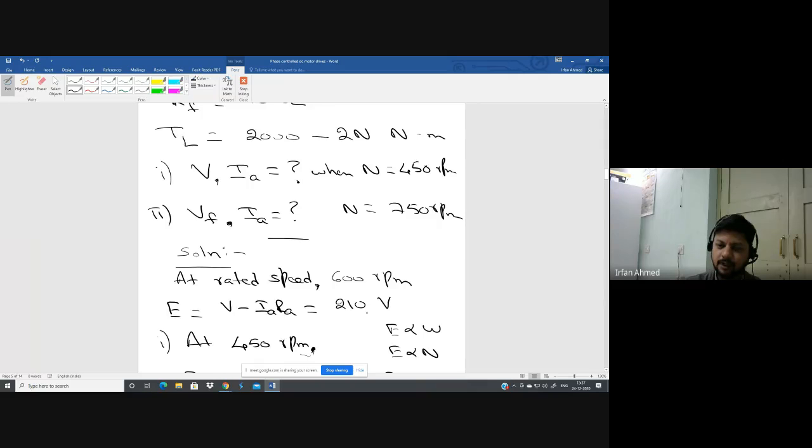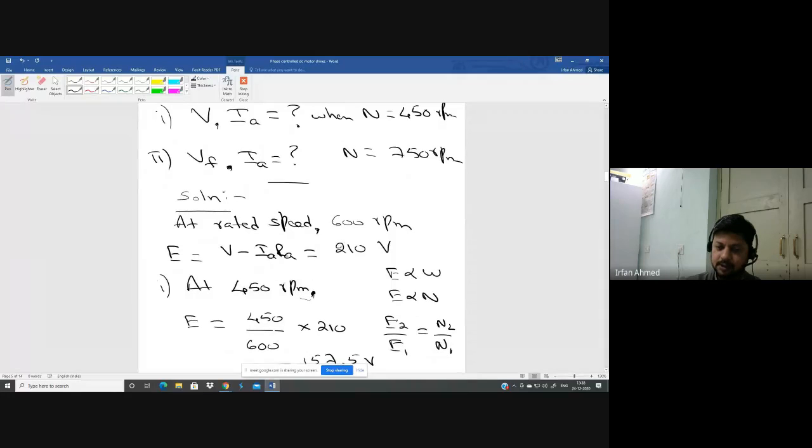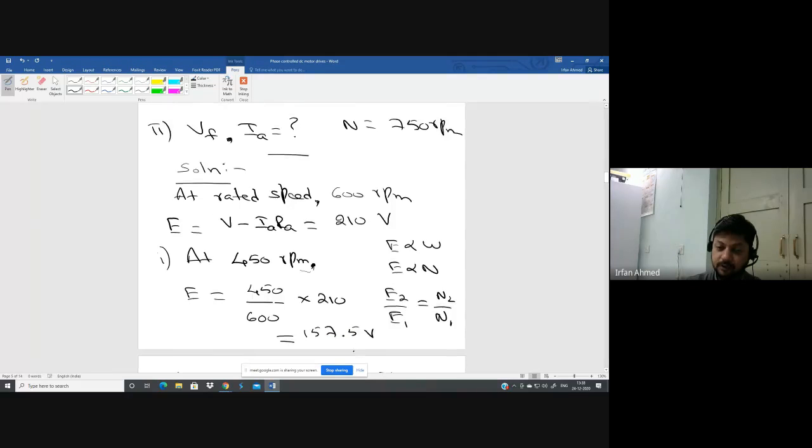EMF is 210 volt. Now, because we are using armature voltage control, the flux is constant. That is why the back EMF is directly proportional to the speed. So we can use the relation E2 by E1 is equal to N2 by N1. So at 450 RPM, the back EMF came out to be 157.5 volt.